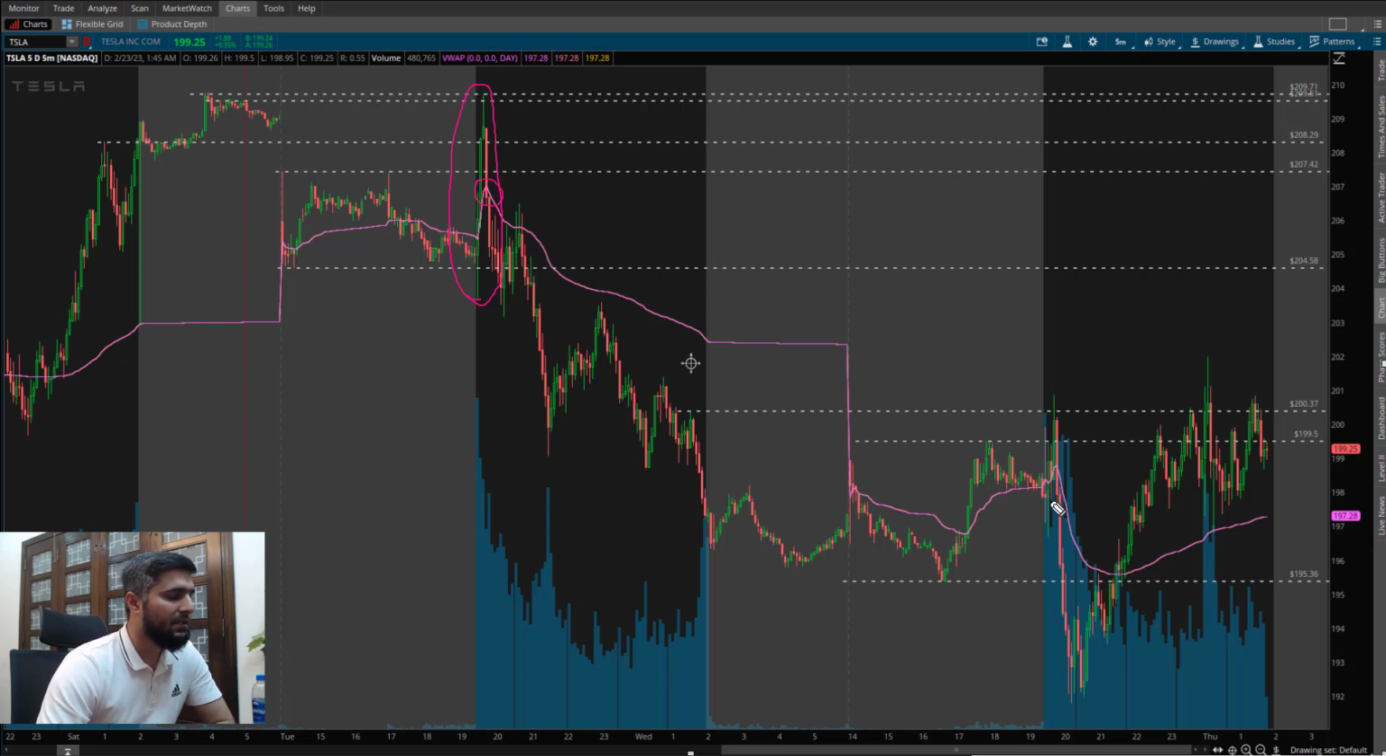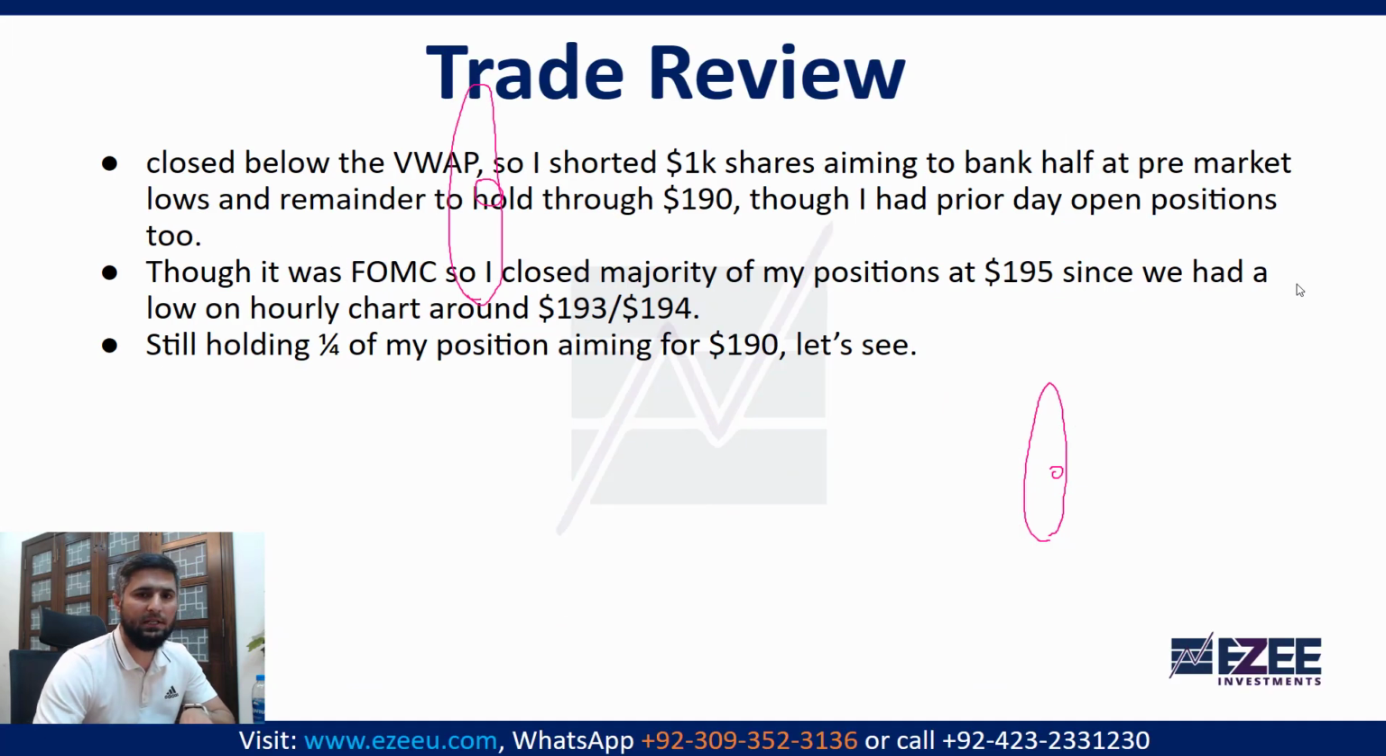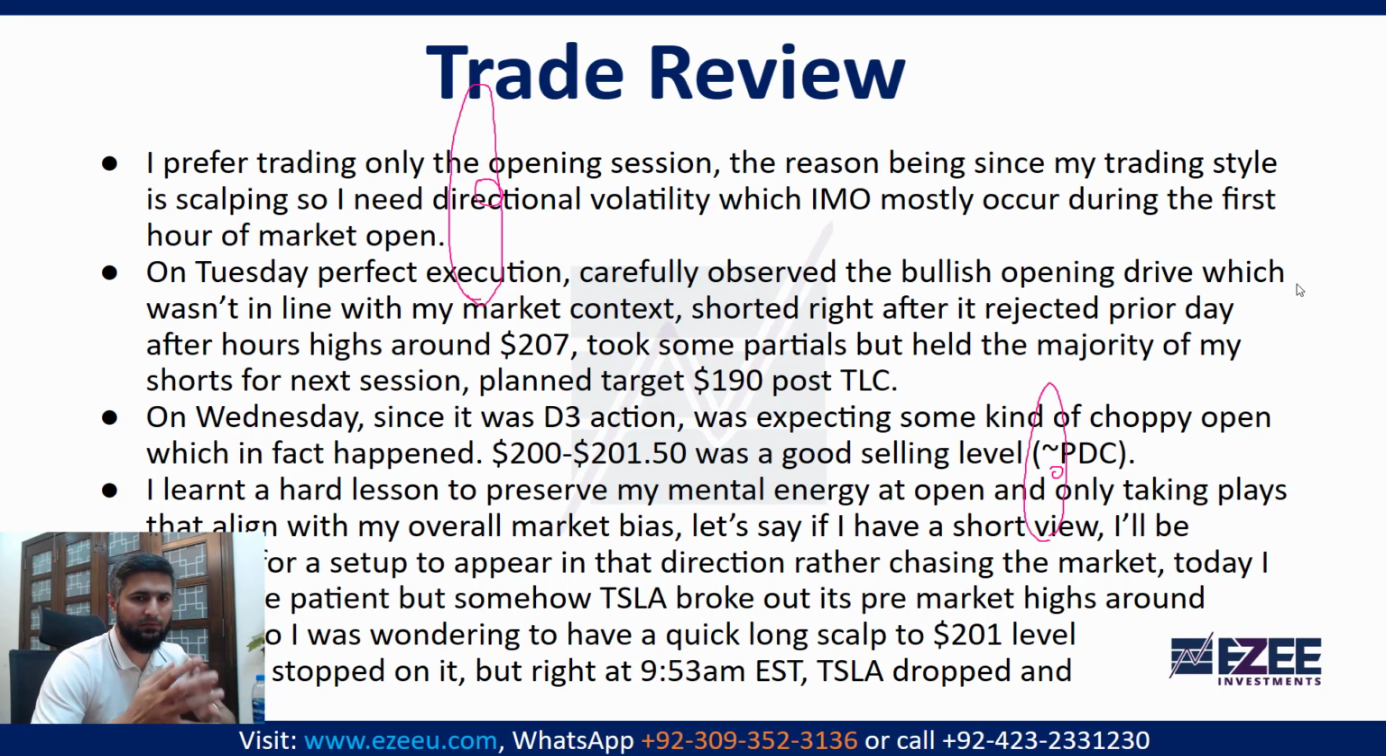So on Wednesday, what happened? You guys can see my context was bearish on day 3. Market opened and price went to test its previous levels from yesterday. I actually took the trade here when it closed below the VWAP. So this is what I have explained. I'm not gonna take the trades which are not aligning with my context. What I do, I preserve my mental energy. That's a very important point, guys.